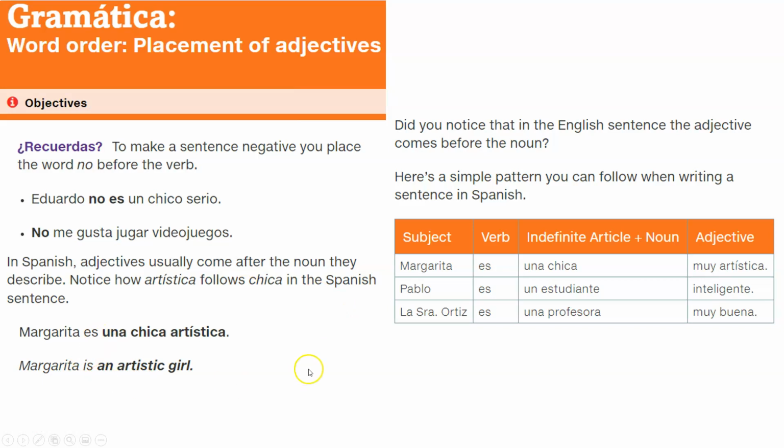Like, what's more important about a red car? The fact that it's red or the fact that it's a car? The fact that it's a car. So we're going to put the car first and then red after.